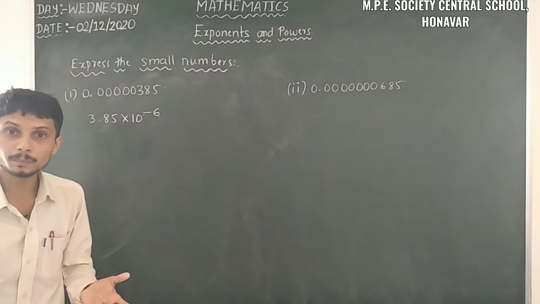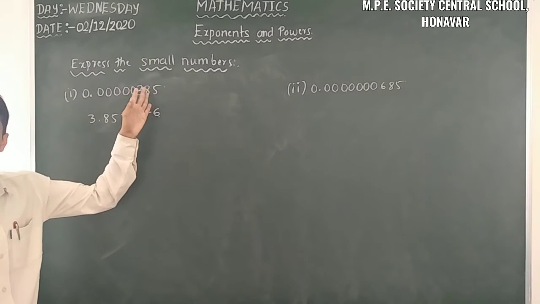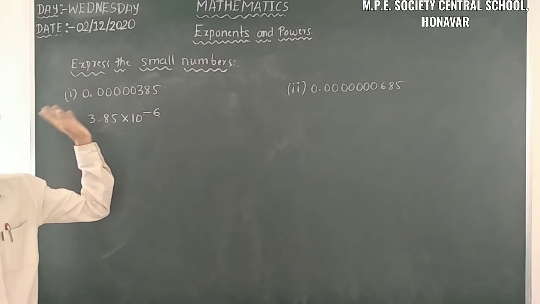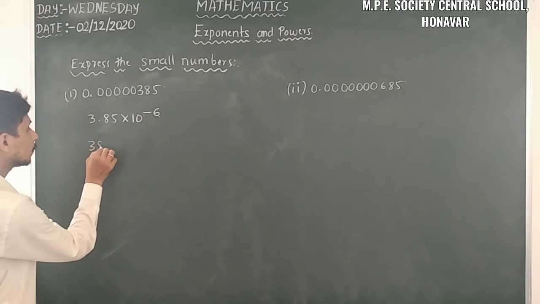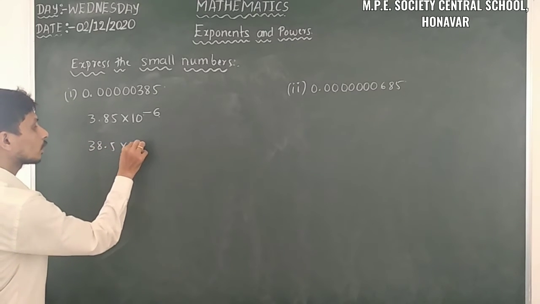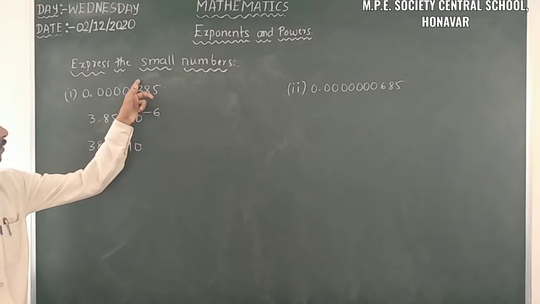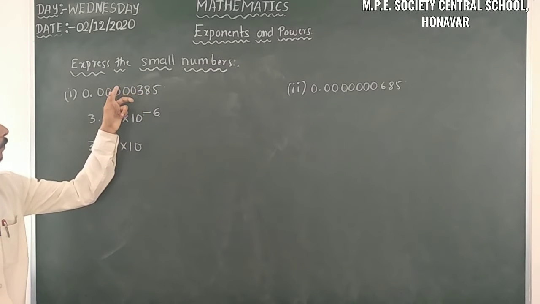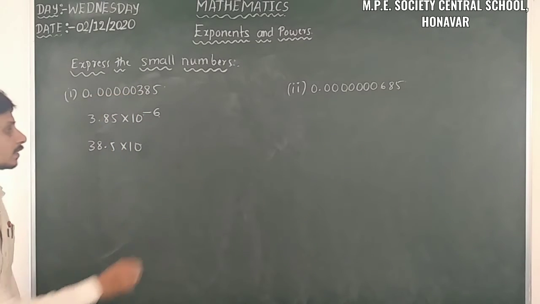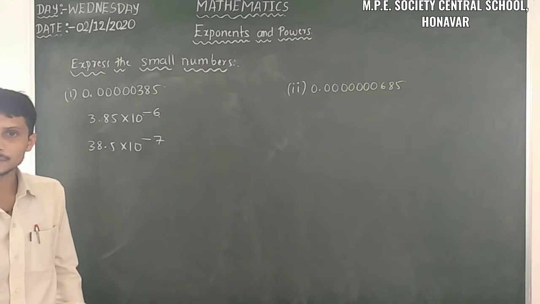If you want 38.5, that means we have to pass this 8 after the decimal point. So how can we take that one? Just observe: 1, 2, 3, 4, 5, 6, 7. That is 10 raised to minus 7, like that.